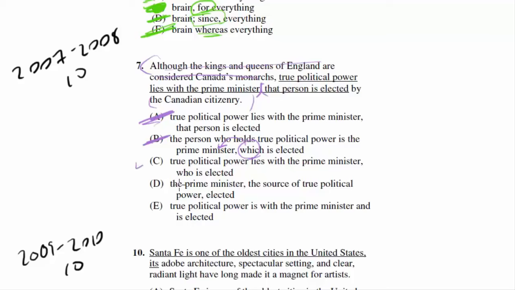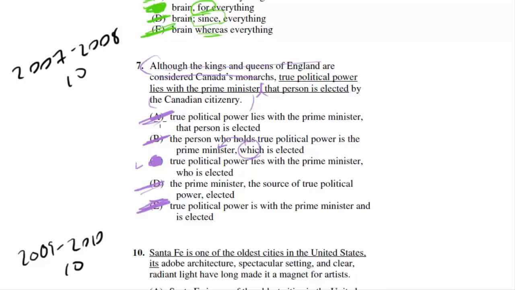Yeah, this looks good. "The Prime Minister, the source of true political power, elected by the Canadian citizenry." So that's very awkward and strange. So we can get rid of D. How about E? "True political power is with the prime minister and is elected." Well, that doesn't make sense. Political power isn't elected. It's the prime minister who's elected. So we can get rid of E. Best choice for this one is C.